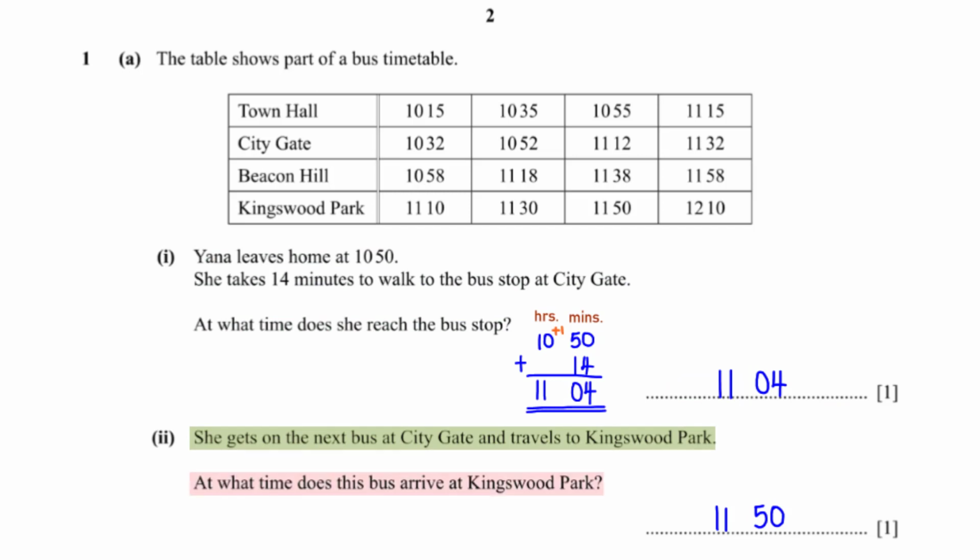She gets on the next bus at City Gate and travels to Kingswood Park. At what time does this bus arrive at Kingswood Park? If Yana gets to the City Gate bus stop at 11:04, then it means she catches the 11:12 bus, and so she arrives at Kingswood Park at 11:50.